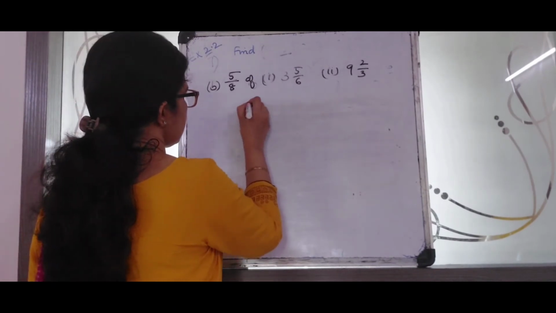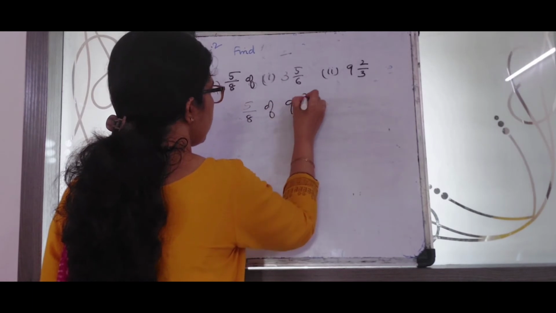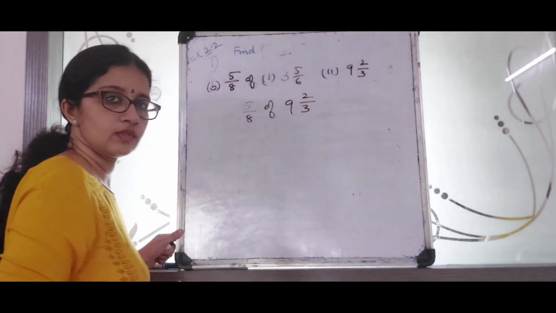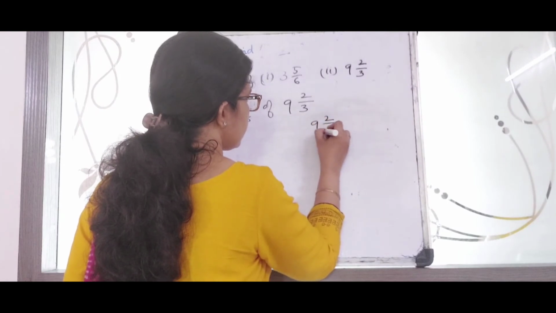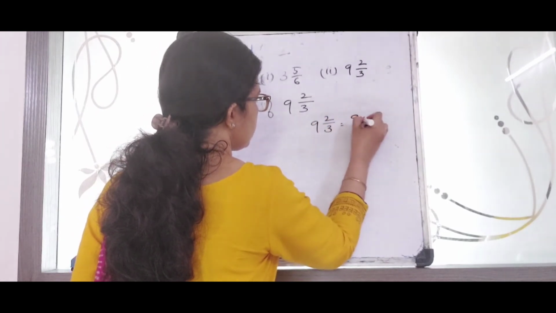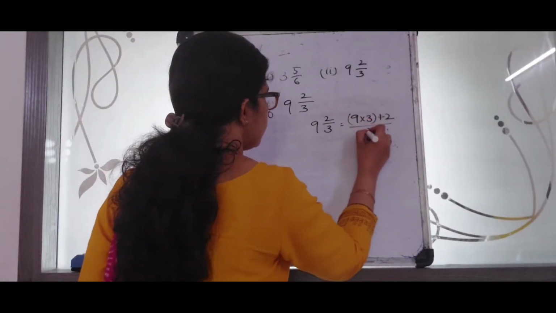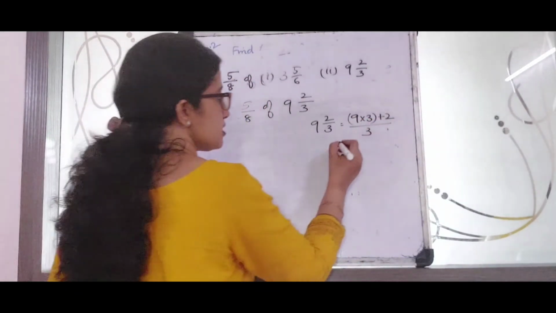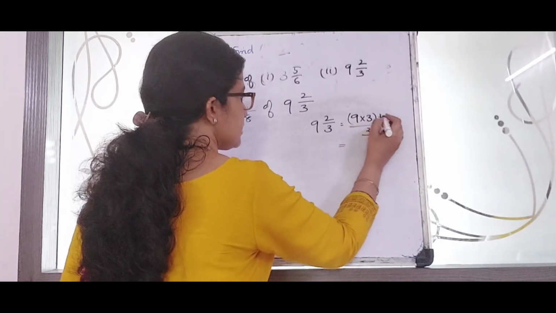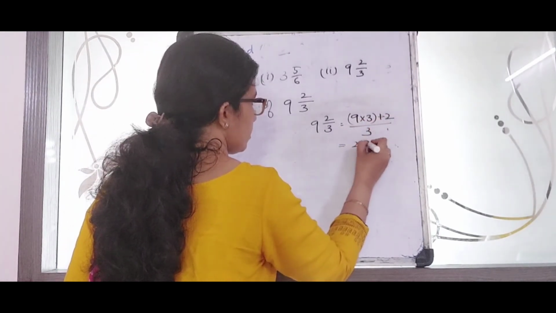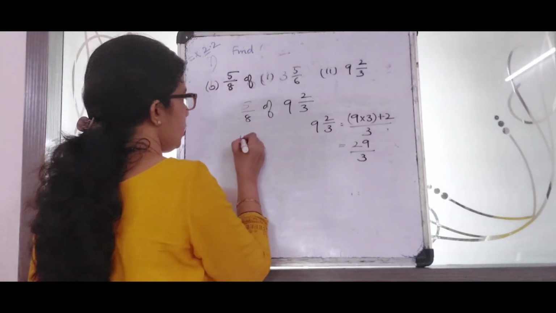Five by 8 of 9 2 by 3. Okay, so as usual 9 2 by 3 can be written as 9 into 3 plus 2 divided by 3, which is equivalent to 9 3s are 27, 27 plus 2 is 29, 29 by 3.